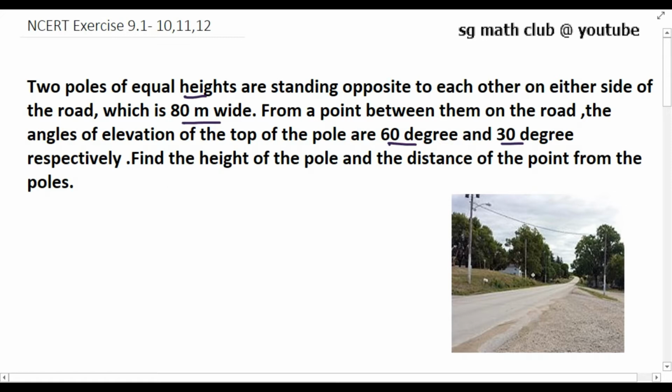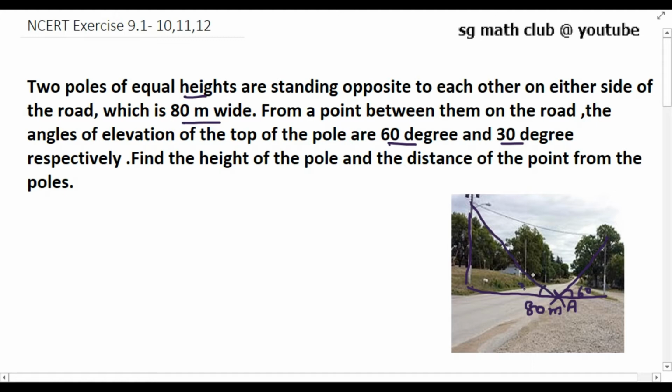So you can see here two poles which are of equal heights, and the distance between these two poles is 80 meter. Now from a point between them, we don't know, somewhere here or here, so I'll take this point A on the road. The angle of elevation of top of the poles are 60 degree and 30 degree respectively. So this side it will be 60 degree and angle of elevation to this pole it will be 30 degree.